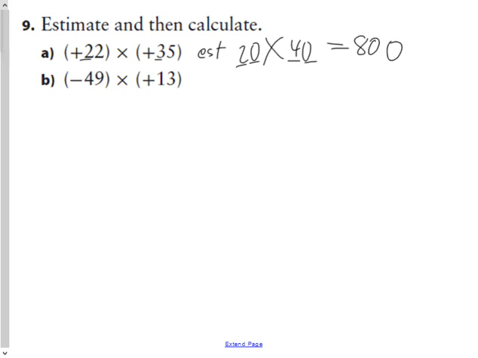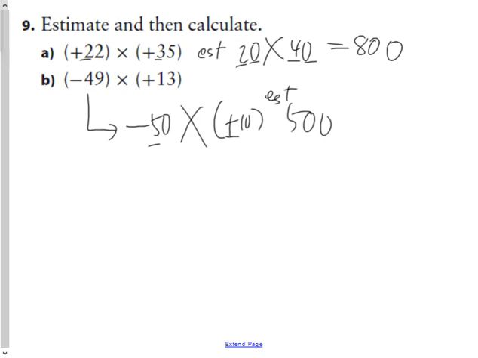In the next example, I'm going to use a negative 50 multiplied by a positive 10. 5 times 1 is 5. Add 2 zeros is 500. So for my estimations for both of them, that's what I would get.